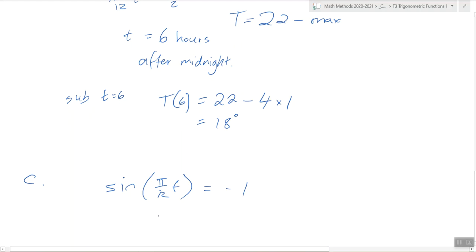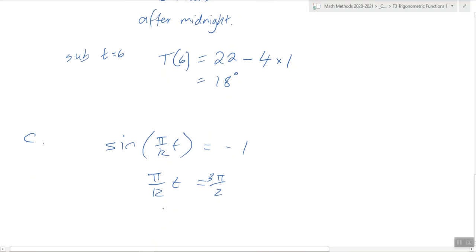You should know what that angle is. For -1, 3 pi on 2, or 270 degrees. We're doing pi because the function has pi in it. That's why we're doing it in radians. Does that make sense to everyone? So what's that in hours after midnight? 18 hours after midnight is the maximum.